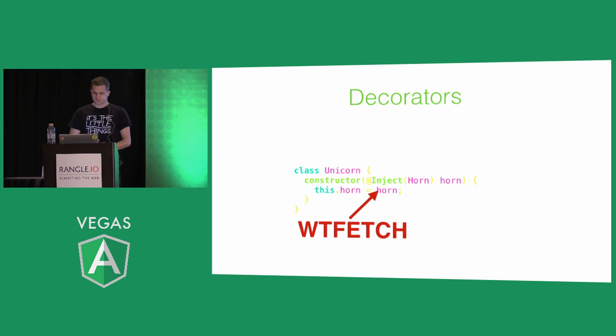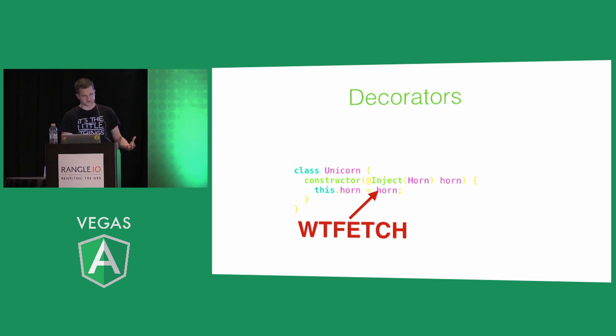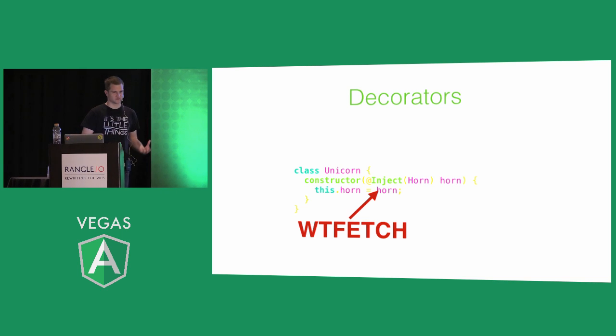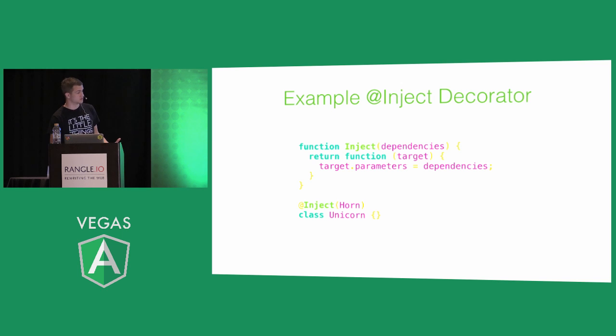What they do is they receive a target and they can just modify it. So they're just functions. Decorators are just functions, and those functions receive the target and they can change the behavior of them. So here's an example of the inject decorator.